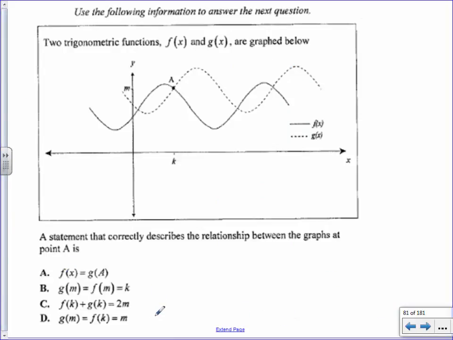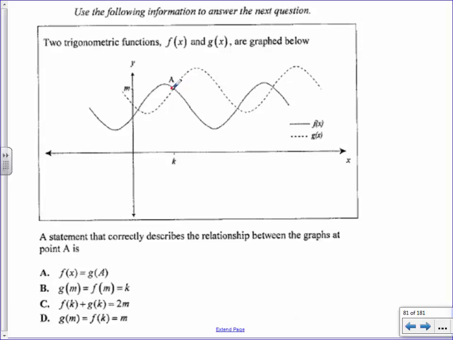Okay, this one's probably one of the more challenging ones. I'm going to give you a second just to read it first, because you got to interpret some graph notation first. Hopefully you'd agree that there's two different graphs. There's some sort of sine and cosine graph. I don't actually know what the equations are. There are a couple of points that are labeled for you.